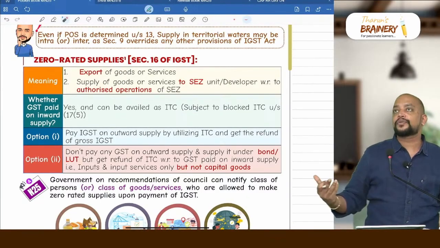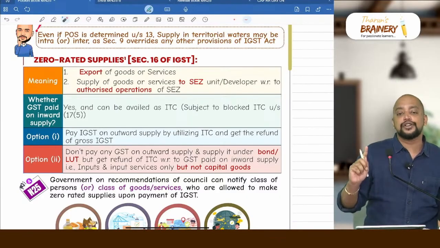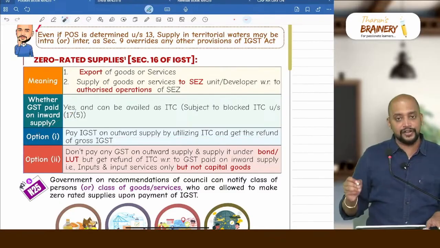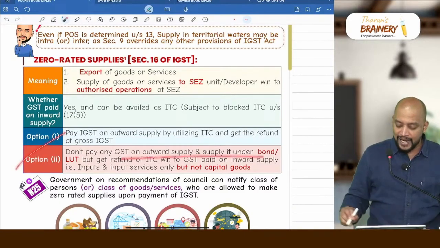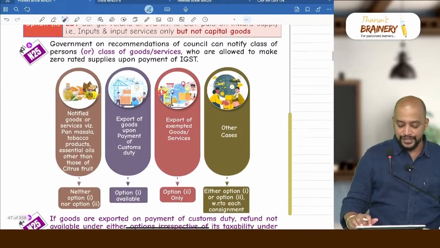Okay, whether GST paid on inward supply can be availed as ITC, yes. Even though my outward supply is zero rated, I can take ITC on my inward supply, but ensure that it is not a blocked credit. And option 1: pay IGST and get refund of unutilized ITC, or option 2: don't pay any GST and get refund of ITC with respect to inputs and input services.